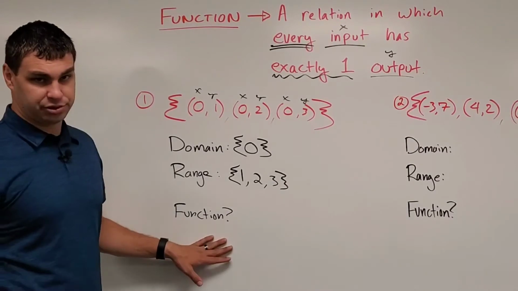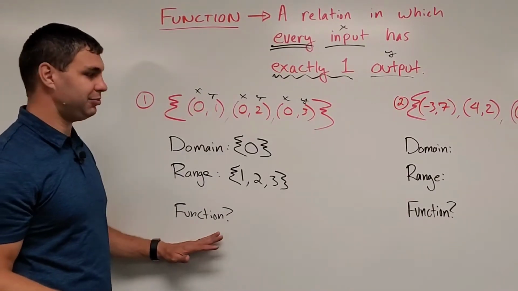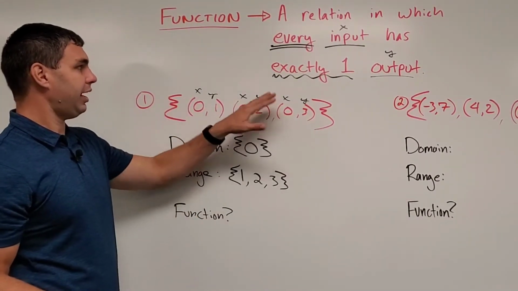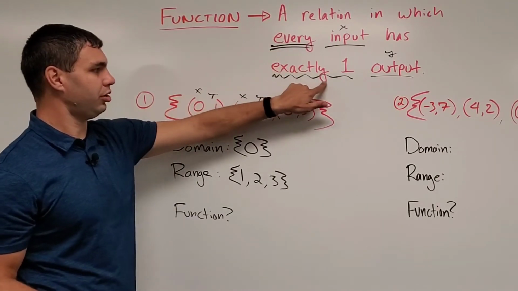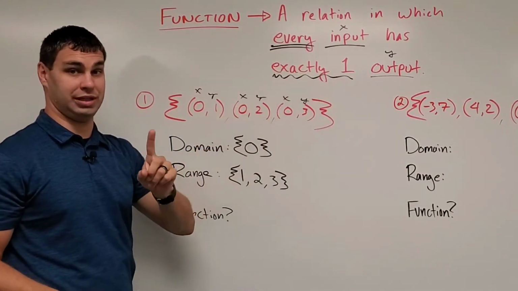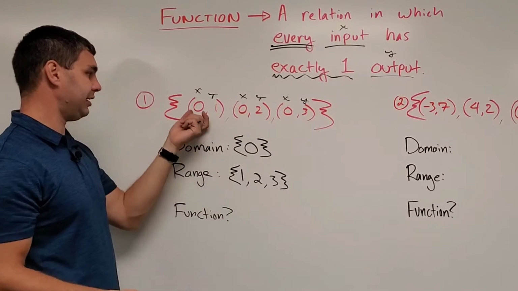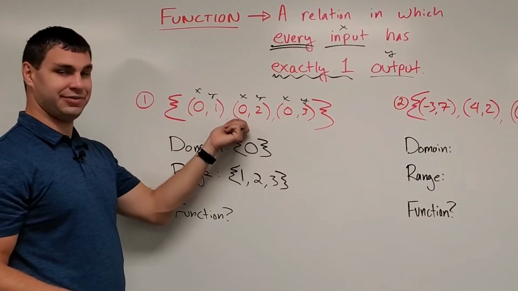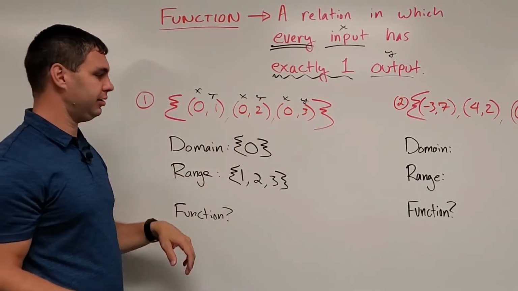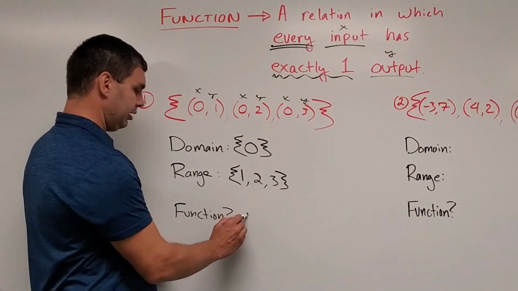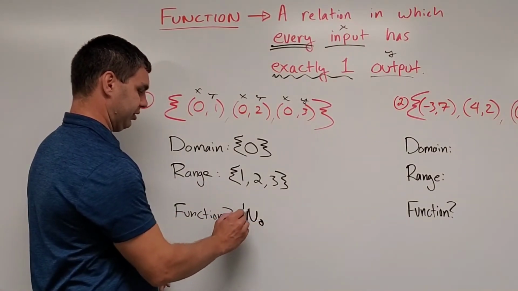So is this a function? No, it is not, because our input has more than one output. We can only have one. We have to have exactly one output. So if I had 0 going to 1, I cannot have 0 going to anything else in this function. So this is not a function.